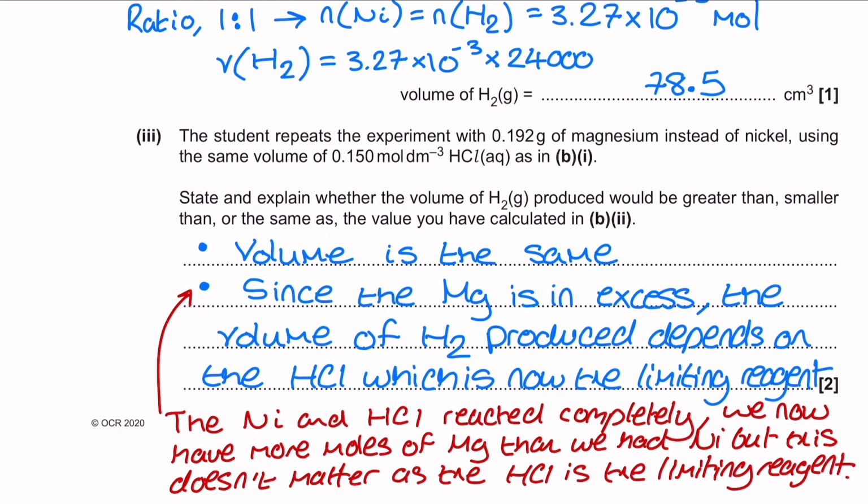And the reason for this is because the magnesium is now in excess. The HCl is a limiting reagent now because the nickel and the HCl had just the right amount in moles of each other to react completely. By increasing the amount of magnesium moles in this scenario, we're not actually going to change the amount of hydrogen gas produced because the magnesium is now in excess of the HCl.